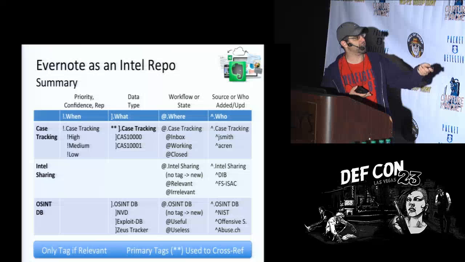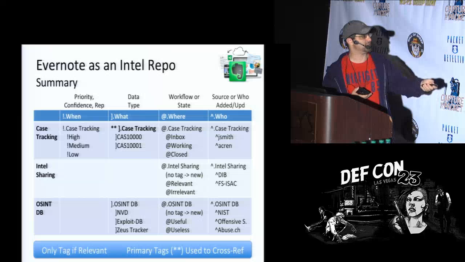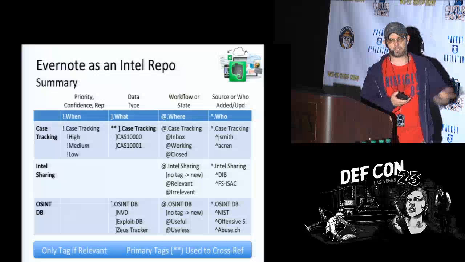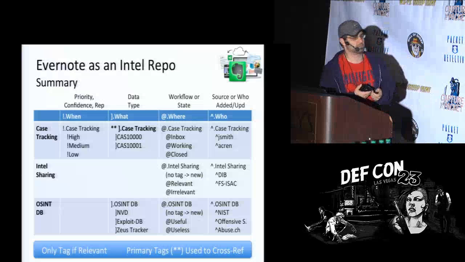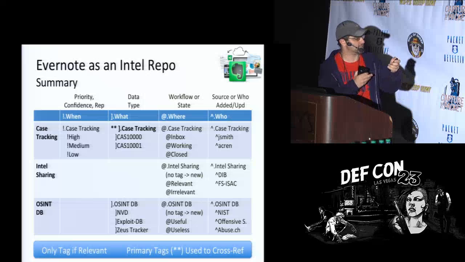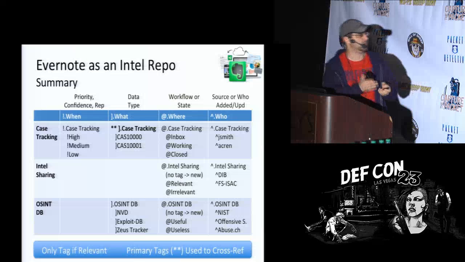And I had to sort of play with these because I had to use different words. I couldn't use relevant and irrelevant for the OSINT DB because they're using the same tagging structure, and they would cross the streams. And then lastly, "who": well, who worked this case? Intel sharing, who it came from, and then lastly, like I talked about, who the OSINT came from.